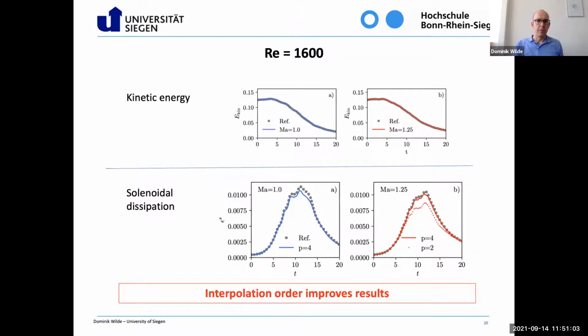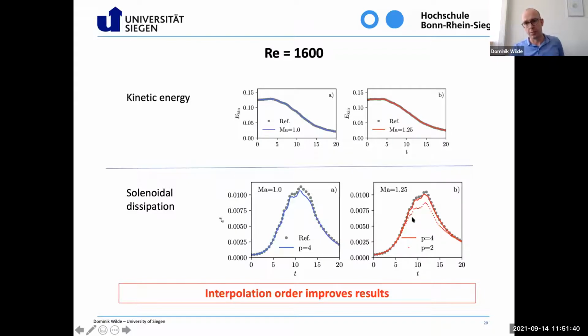Comparing to the other publication with Reynolds number 1600, we also see a very good agreement with the reference, and this reference presented results up to 1.25 in terms of the Mach number. The solenoidal dissipation was also quite accurate, with a small deviation in the 1.0 case. And we also see a deviation in the 1.25 case if we have an interpolation polynomial of order 2.